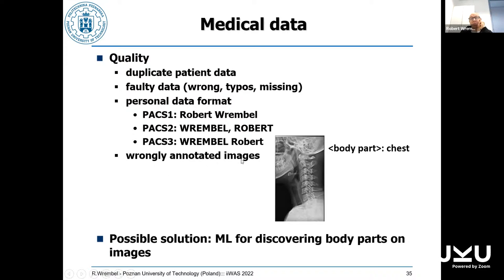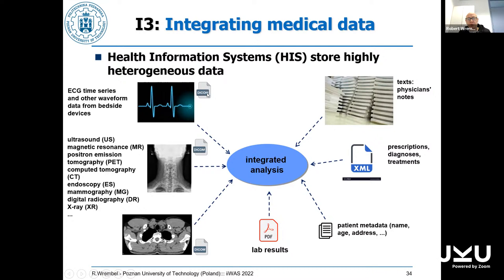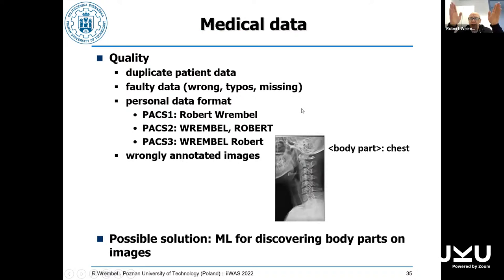And then wrongly annotated images. Images are processed by at least two persons in a hospital. The first one is a physician that runs this machine to take an image, and then annotates it, typing from the keyboard. So the images are described in a special format that is called DICOM. DICOM has tags and values like XML or JSON. Let's assume that there is a tag body part, and a technician annotated it chest. As you can see, it's not chest, it's neck. But this is a typical error that we encounter.